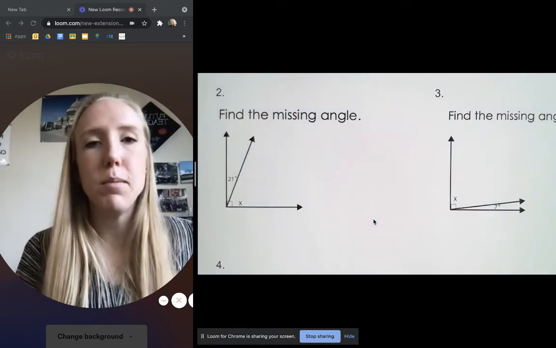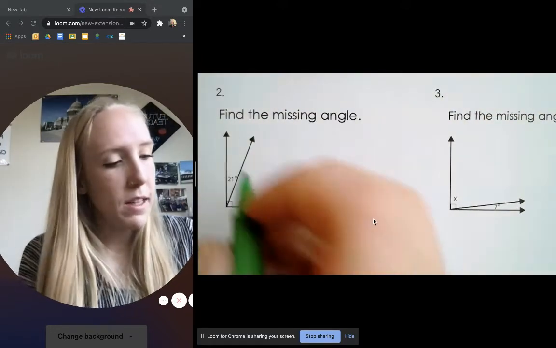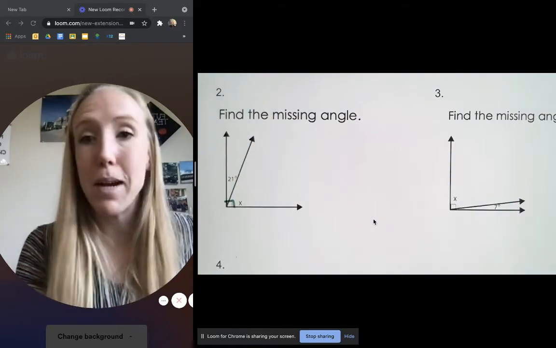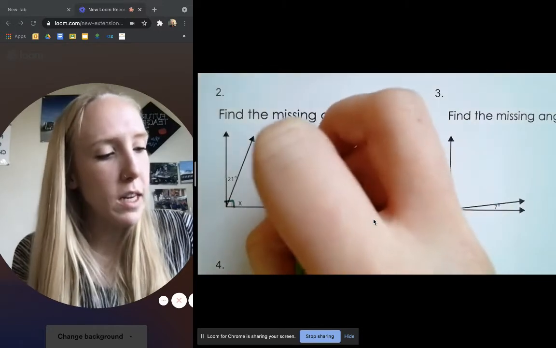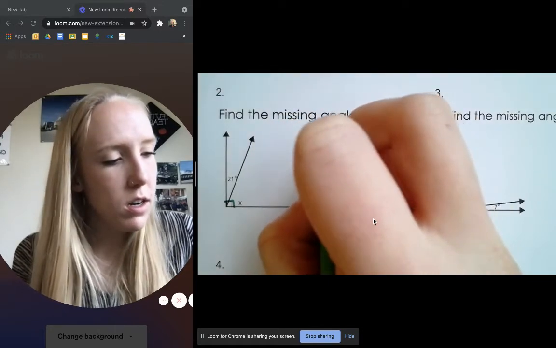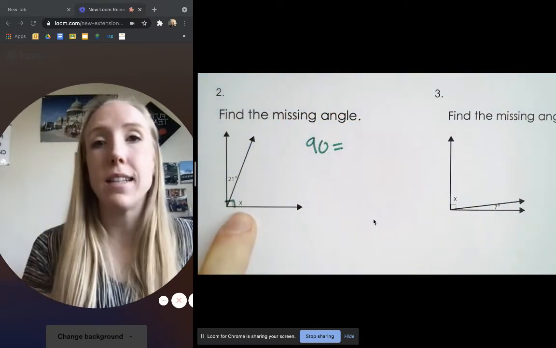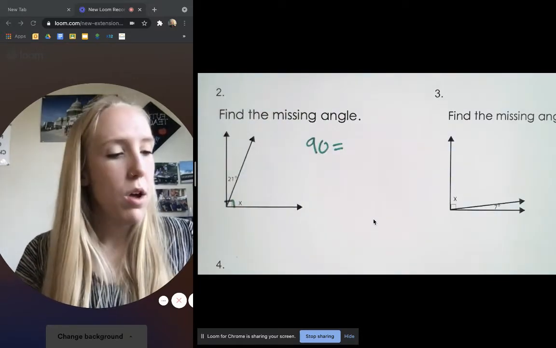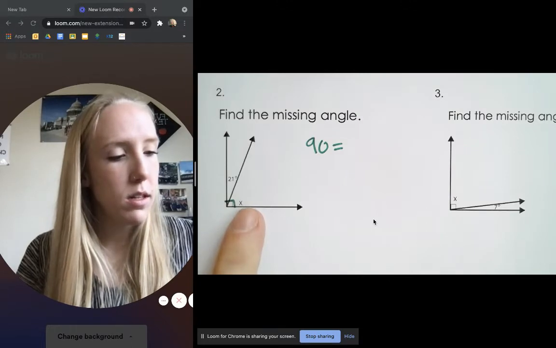All right, so similar for number 2. This is a right angle. They are telling us it's a right angle. Yay, they're giving us free information. So we know it's a 90 degree angle altogether. We're trying to figure out what x equals. That's the missing angle. It says find the missing angle.